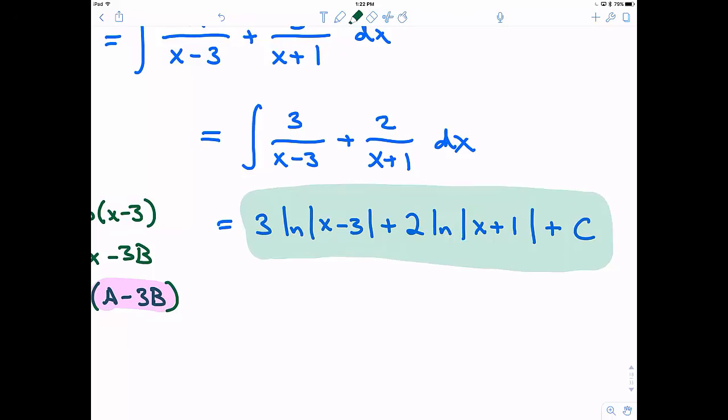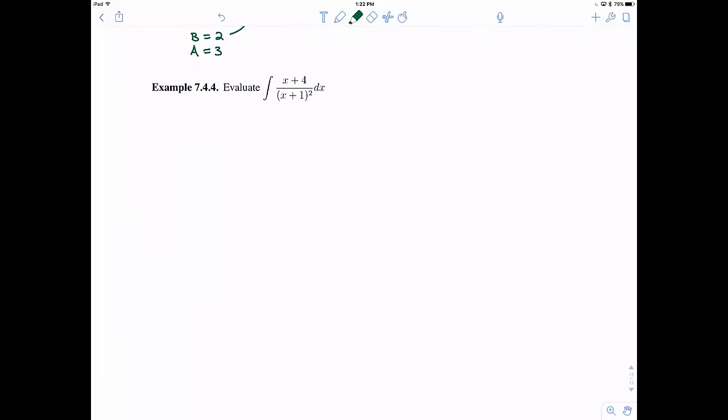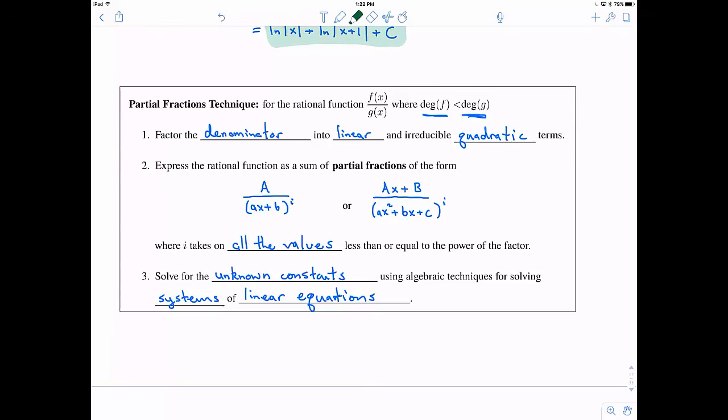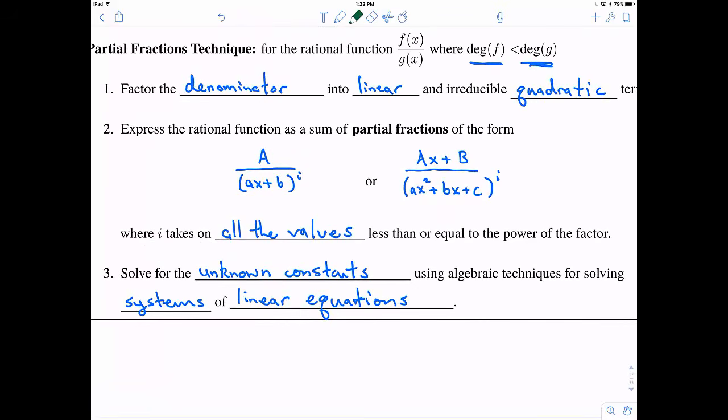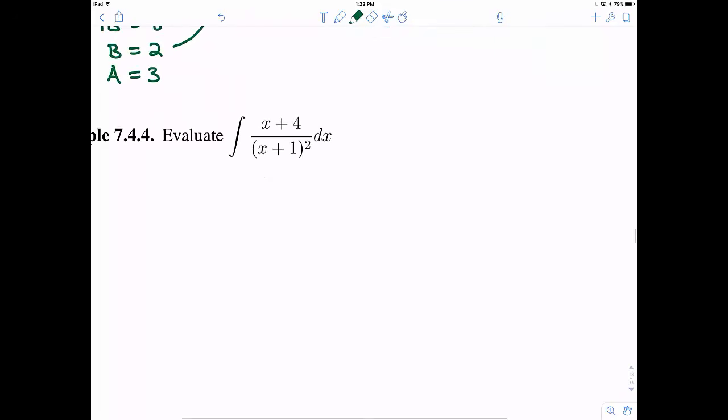All right. Let's do one now where we have i's taking on different values other than just 1. So in this following example, we can see that we have this linear term x plus 1 that is now squared. So when we go to apply partial fractions, remember these i's have to take on all the values less than or equal to the power of the factor. Okay, and this factor, x plus 1, has power 2. So we need to have it take on both 1 and 2.